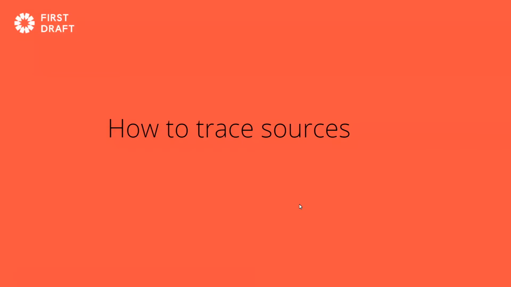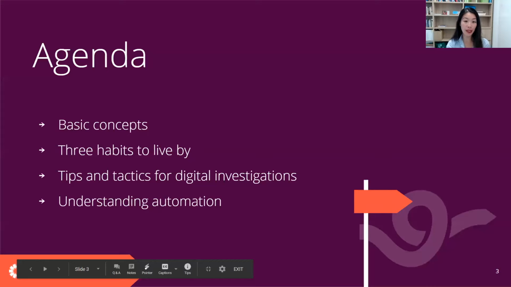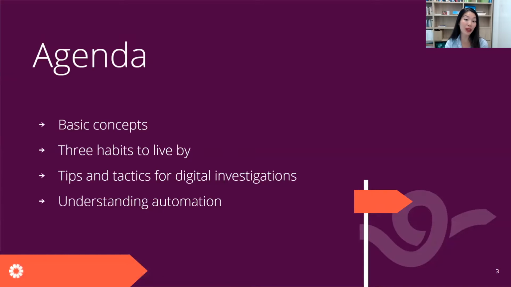Today, we are actually going to talk about how to trace sources. So first of all, we'll go over some basic concepts. Then we are going to talk about 3 important habits that we all should develop. And then I'm going to give you some extra tips and tactics for digital investigations, particularly on source. The last thing we'll touch on is automation. So, all your questions about whether there's an inauthentic coordinated campaign or bots behind some tweets, we'll touch on that in the last section.